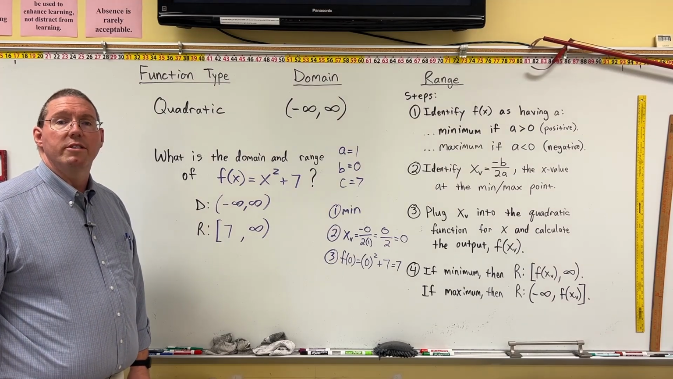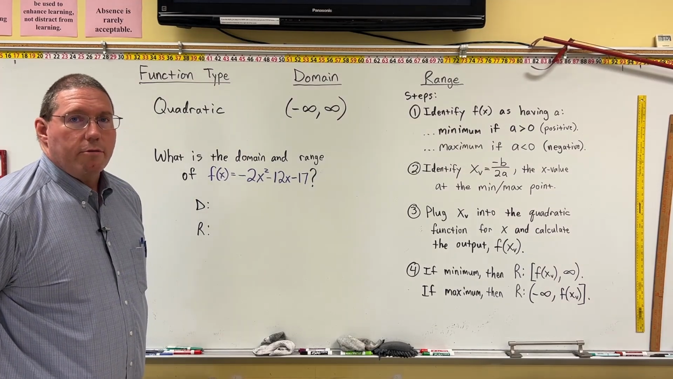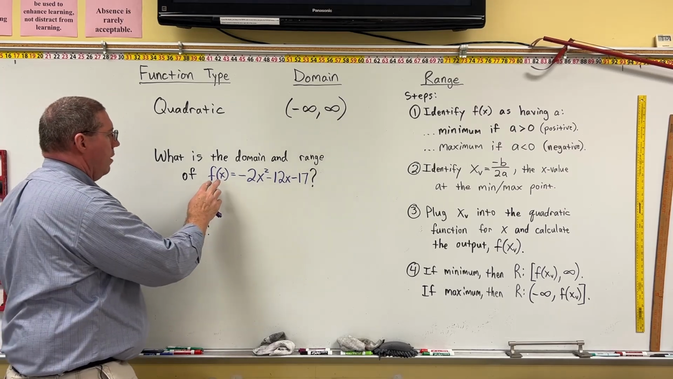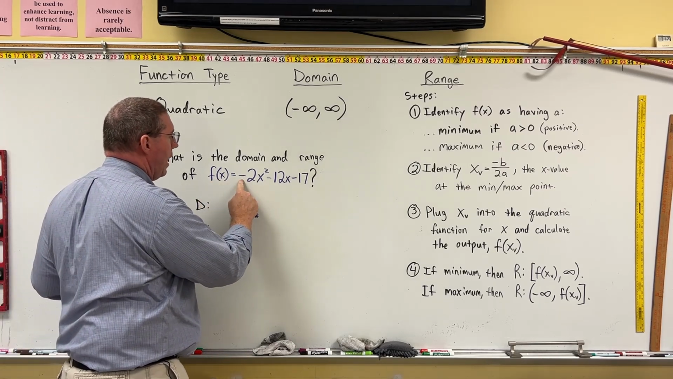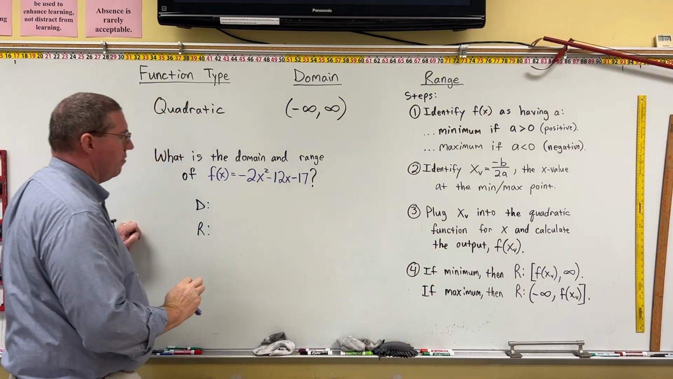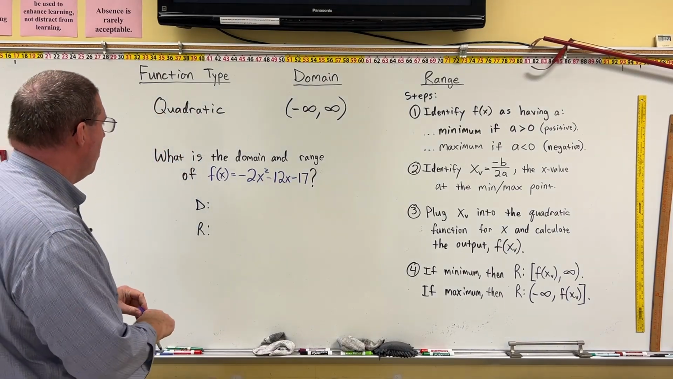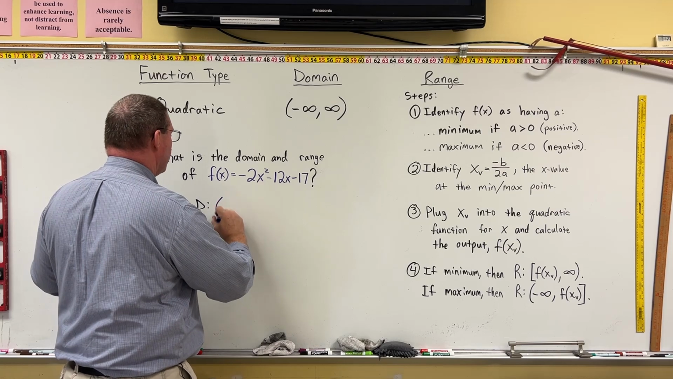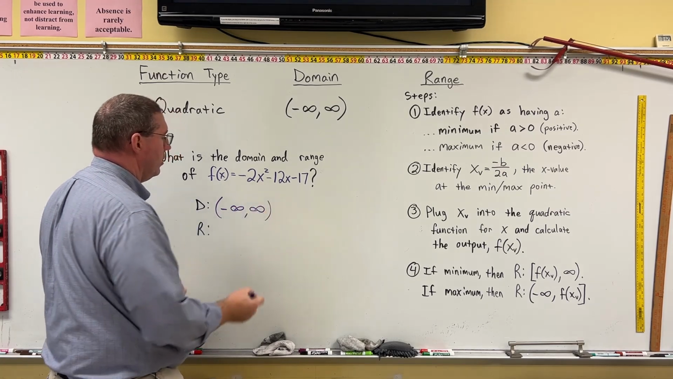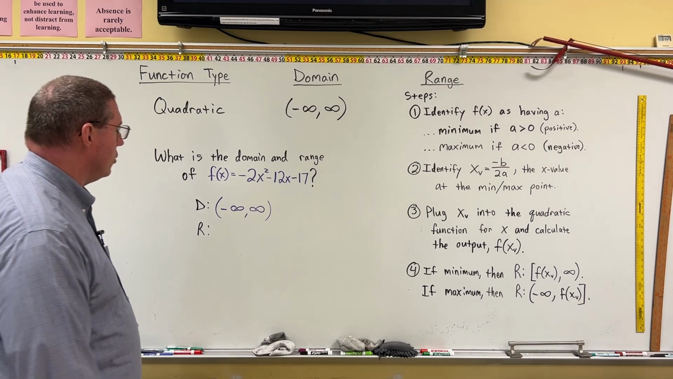Let's just do one more example. Okay, here's our last example. What's the domain and range of the function f of x is equal to negative 2x squared minus 12x minus 17? Okay? And so we know that the domain of all quadratic functions is negative infinity to positive infinity. That's not going to change. Now we just need to do the range.